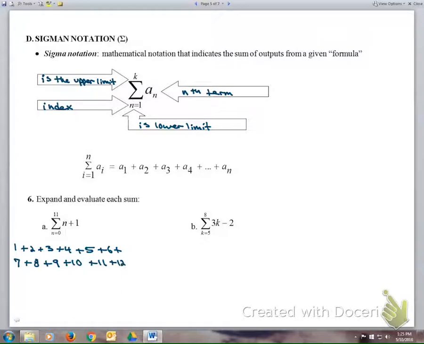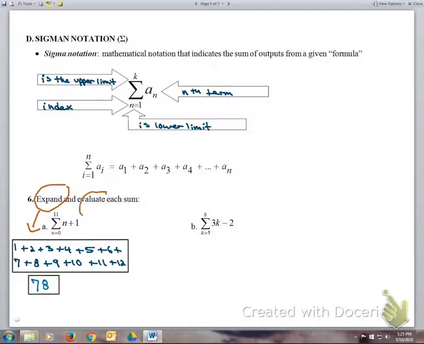So this is the expanding. So you would need to write this out. 1 plus 2 plus 3 plus 4 plus 5 plus 6 plus 7 plus 8 plus 9 plus 10 plus 11 plus 12. That's expanded. So when you expand, that's what that is. And then evaluate is that number. Okay?